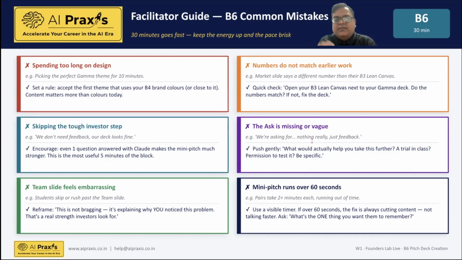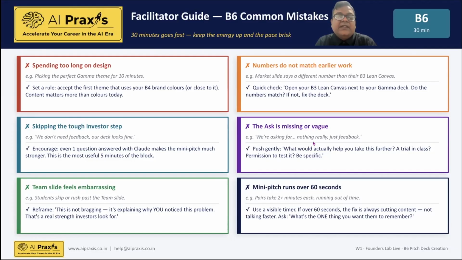The second mistake is having numbers that don't match your earlier work. For example, your B3 lean canvas might say one market number, while your pitch deck suddenly shows another. That's an easy problem to avoid. Simply keep your B3 lean canvas open next to your pitch deck and check that the numbers are consistent.